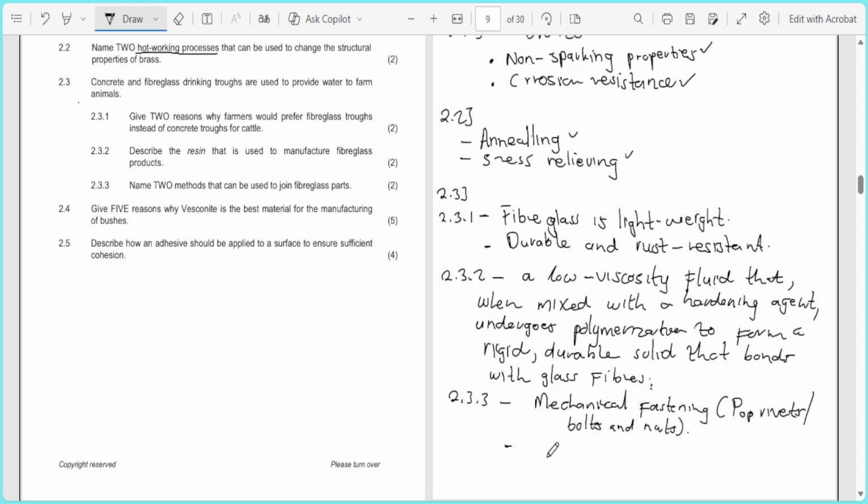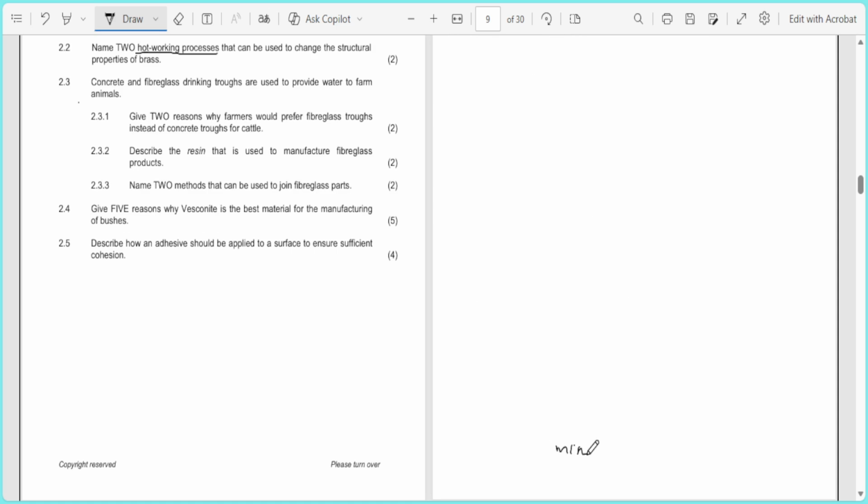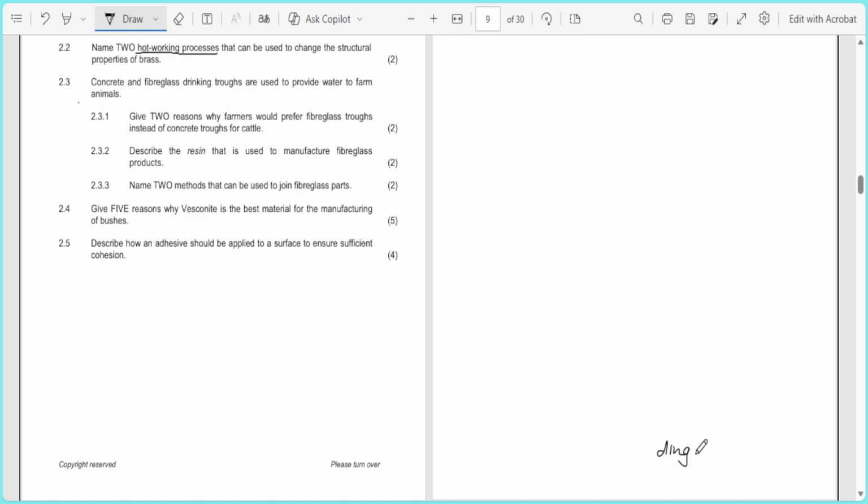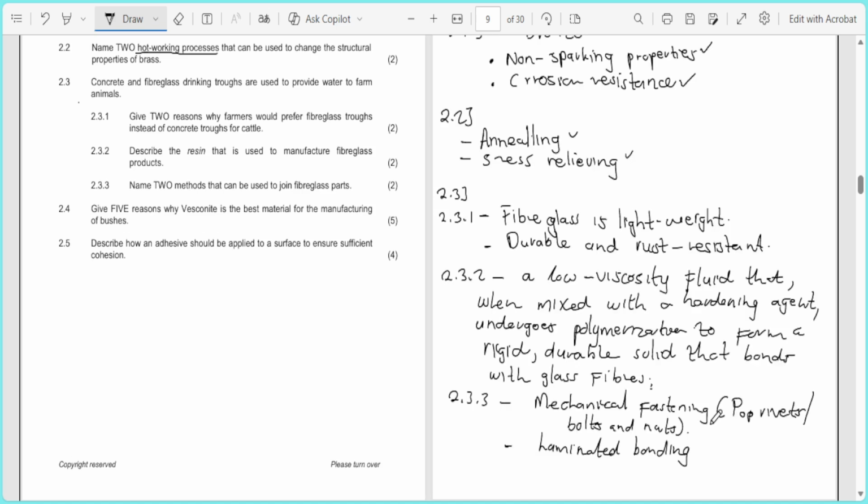We also have laminated bonding as well. This involves a process where we overlap the fiberglass matting with fresh resin. Then it creates a seamless monolithic joint that is often stronger than the original material. So these are the two methods that can be used to join fiberglass parts.